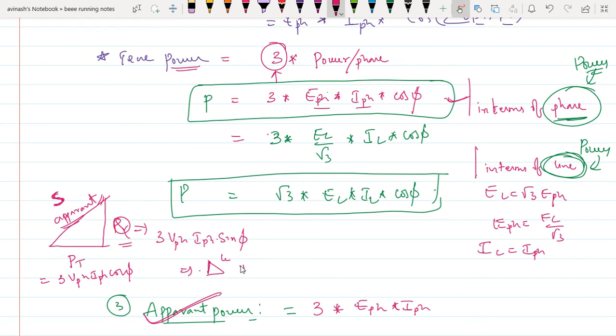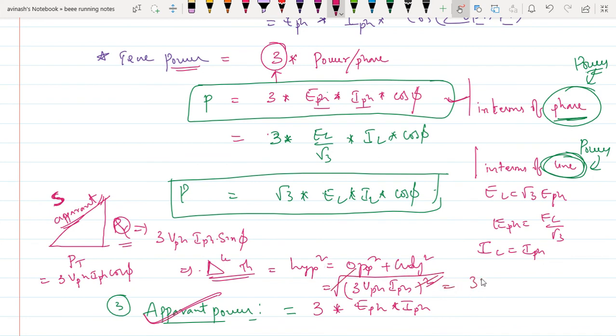Then you apply the right angle triangle theorem. What is the right angle triangle theorem? Hypotenuse square is equal to opposite square plus adjacent square. And what do we get here? Sin square phi plus cos square phi will be what? 1. Then 3 will be a common factor: 3 into V phase square into I phase square. Then the square on this side goes to the other side as root. Square and root get cancelled. This becomes 3 into V phase into I phase. So that is what I have written here.